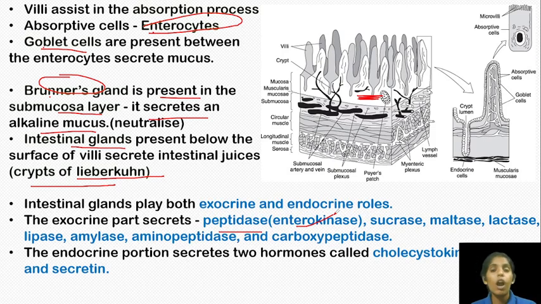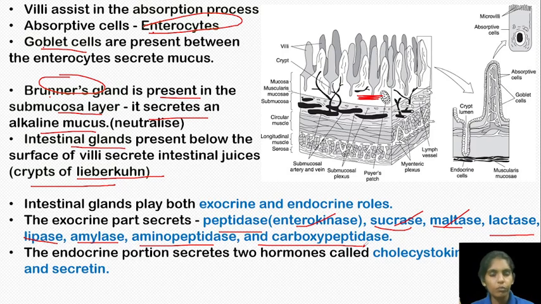So if you remember, earlier I told you that enterokinase is the enzyme secreted in the small intestine, which will activate the trypsinogen enzyme into trypsin. Okay, remember. And along with enterokinase, it also has sucrase, which is a sucrose digesting enzyme. Maltase digests the maltose. Lactase will digest the lactose. Lipase will digest the lipids. Amylase will digest the starch. And aminopeptidase and carboxypeptidase will digest the proteins.